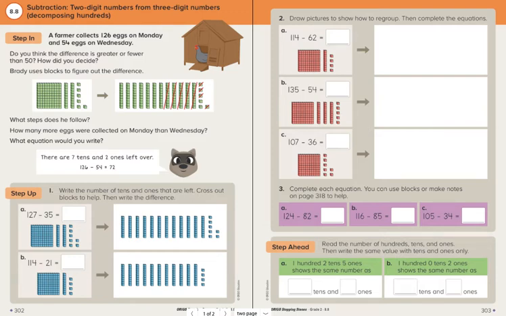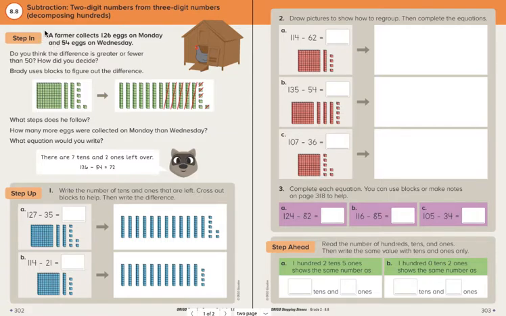Hello, second graders. So this video is going to be a walkthrough of pages 302 and 303 in your math journal, okay, for 8.8. Once you're open up to those two pages and you have your math journal and a pencil ready to go, we can get started. So the first thing is the step in. As usual, you don't have to write anything down, but just answer the questions to yourself as I ask them, okay, and follow along. So let's get started.